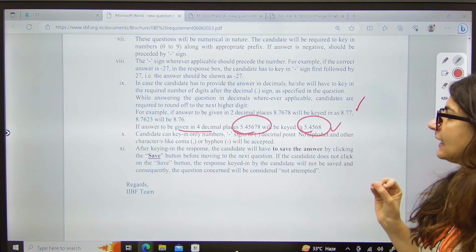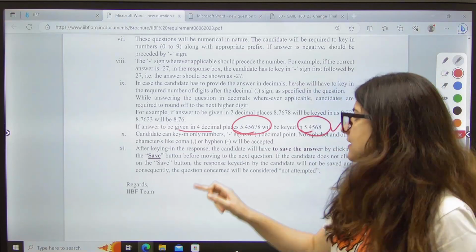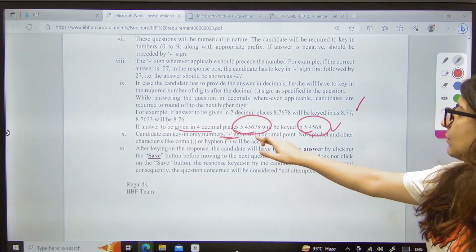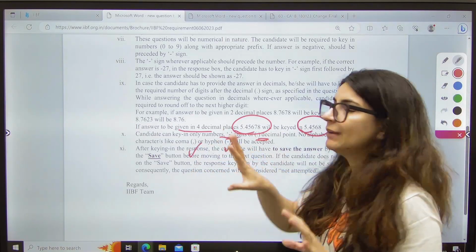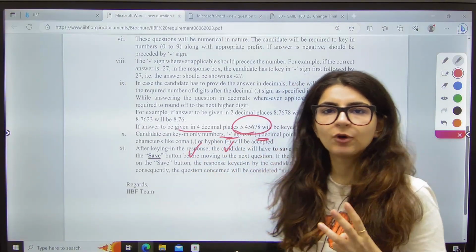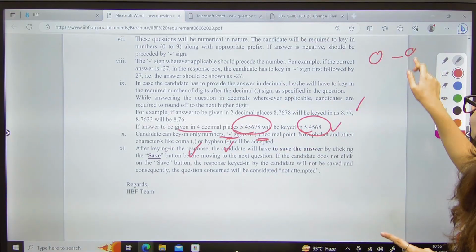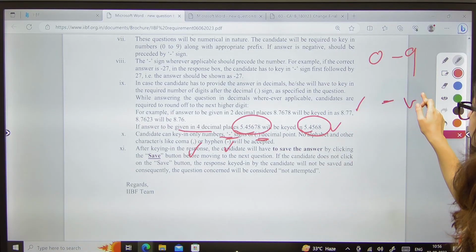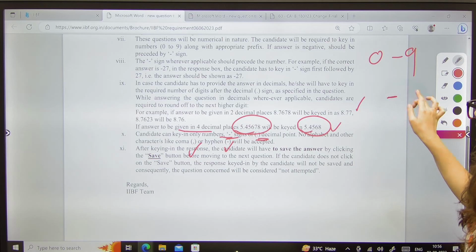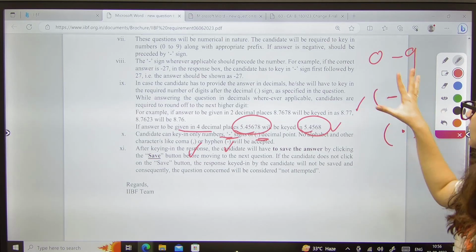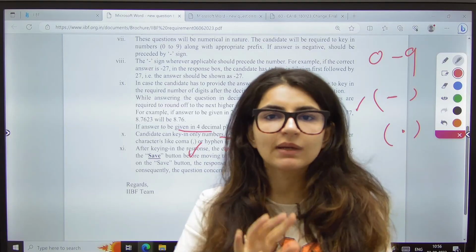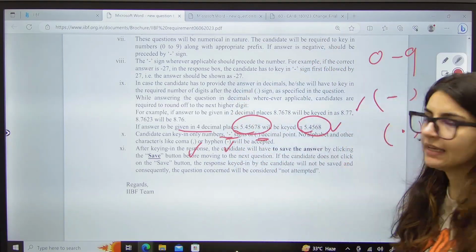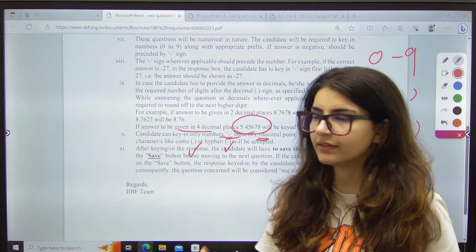The candidates can key in only symbols, that is negative sign or decimal point. No alphabet or other things like a comma or a hyphen will be accepted. तो 3 चीजें क्या accept होंगी? Only numbers from 0 to 9, the negative sign and the decimal. Only 3 things are acceptable. No alphabets, no hyphens, commas will be acceptable. सिर्फ ये 3 चीजें ही acceptable होंगी and you have to key in the answer.